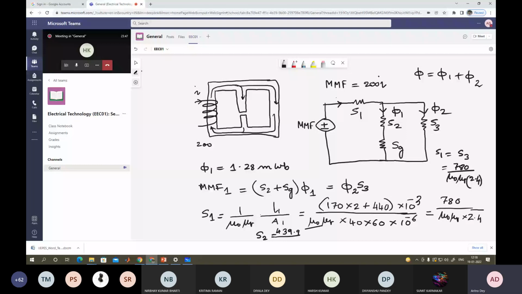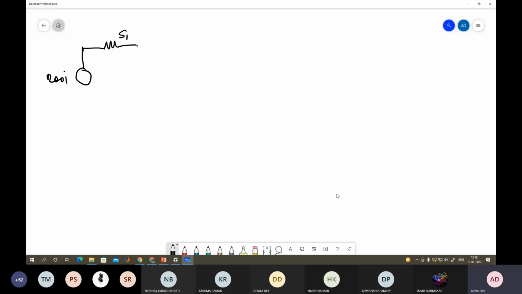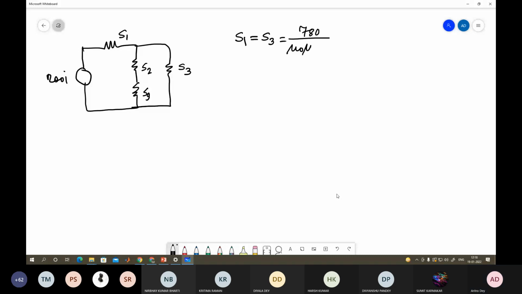So this was our 200I. This was our S1. This is S2. This is Sg. This is our S3. So what we got, S1 equal to S3 equal to 780 by mu 0 mu r into 2.4. This is one. Another is S2 is equal to 439.9 by mu 0 mu r into 1.6. Sg is equal to mu r into 0.1 divided by mu 0 mu r into 1.6.